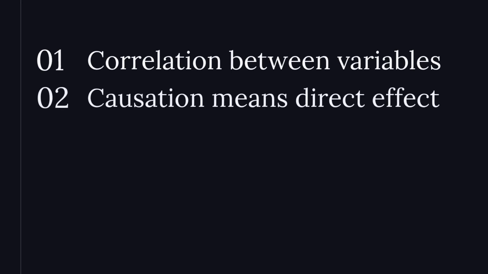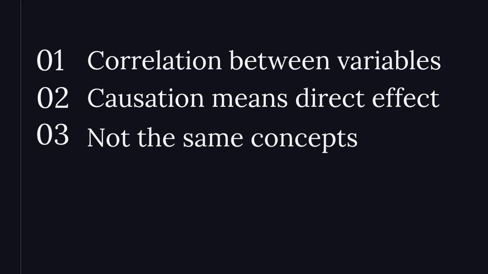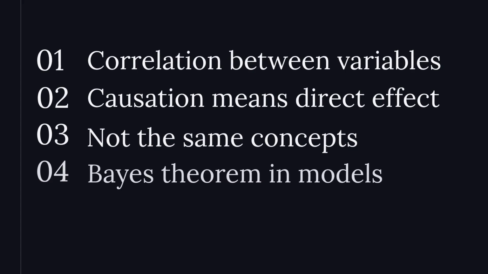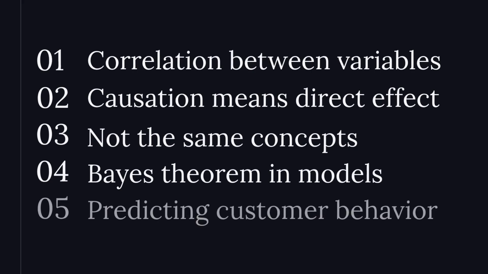Correlation refers to a relationship between variables. Causation indicates a direct effect. They are not the same and should not be confused. Bayes' theorem is used in classification models within machine learning. It helps in predicting customer behavior effectively.